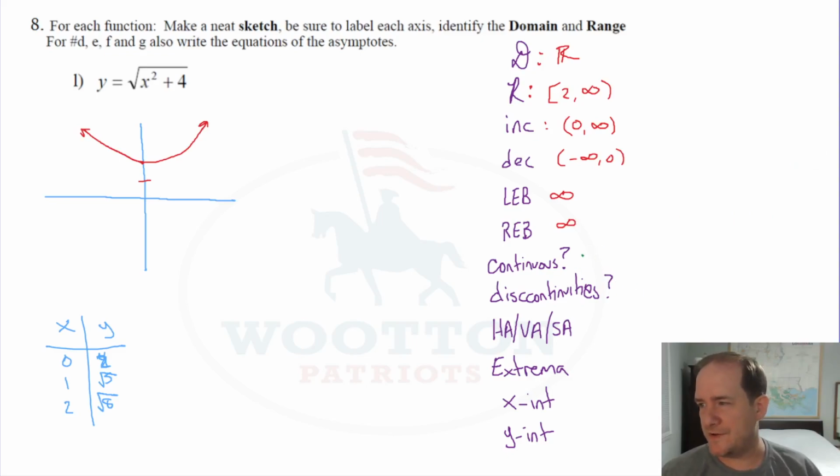But are we continuous? Yes. Do we have any discontinuities? No. Do we have any asymptotes? No. Do we have any extrema? Yep. We have an absolute min at y equals 2. X-intercepts, we don't have one. And y-intercept, we have (0, 2).